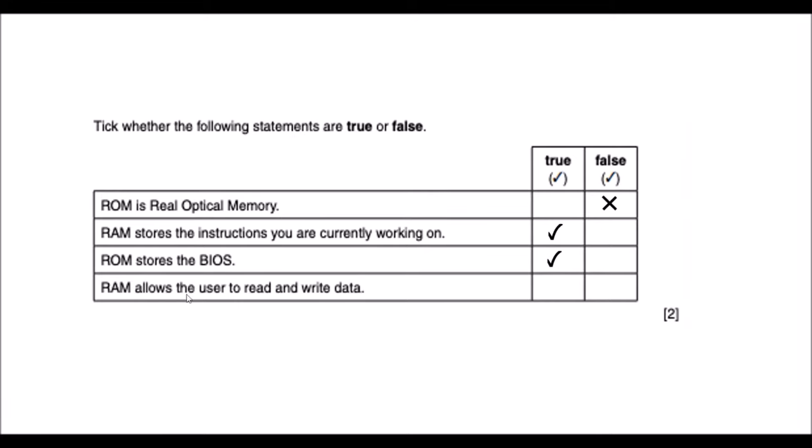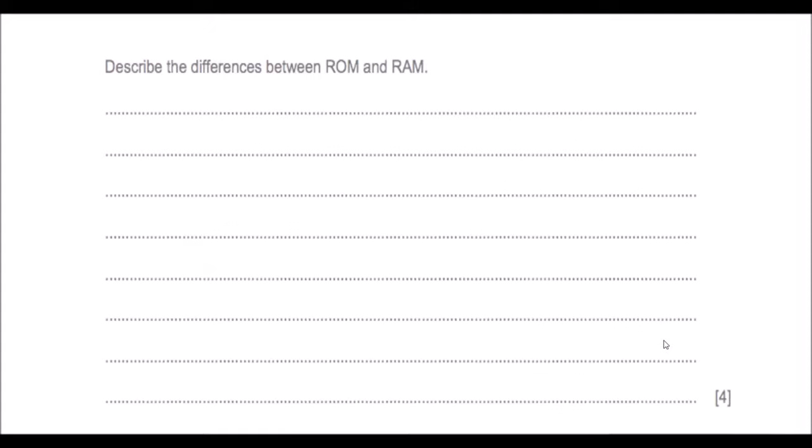RAM allows the user to read and write data. Then the answer is true. You know the meaning of read and write. Read means copy, and write means delete. So when we say read and write, it means you can copy data in the RAM and you can delete it. Yes, data can be copied in the RAM, then when you shut down your computer, all those data will be deleted. And when you open it next time, another set of data will be copied in the RAM. So take note of this kind of question.